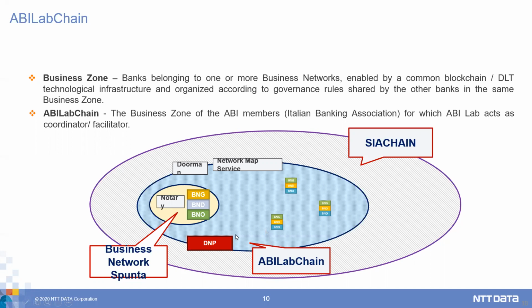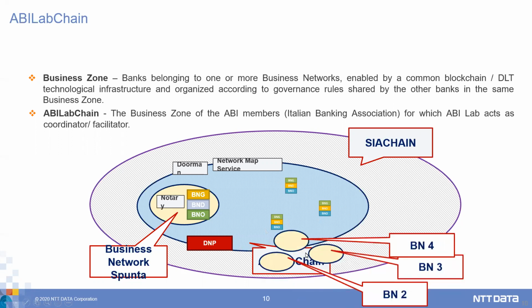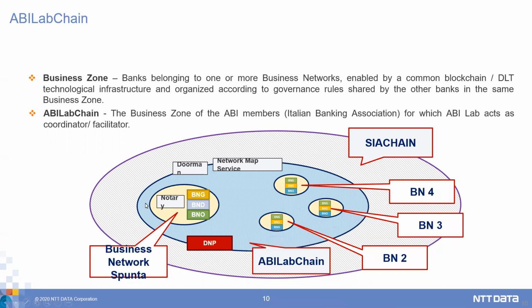Of course, the ABILAB chain is a subset of the SIA chain. SIA chain also includes other companies, not only banks, but telco and government. So the best thing about this is that tomorrow we will be able to do projects between the 98 banks and the government and a telco and a retail. So all this network is interoperable also with other nodes, also outside Italy. That's a really good thing.